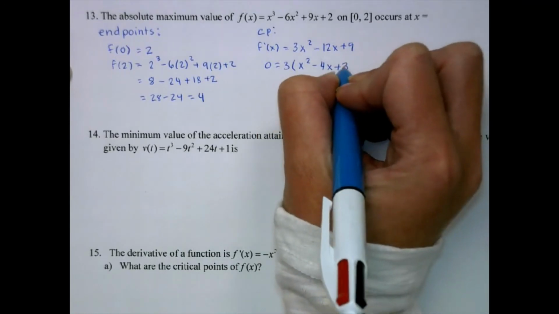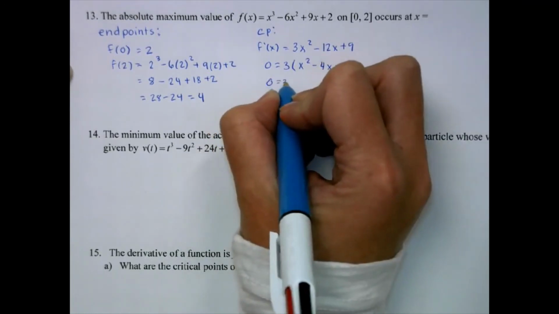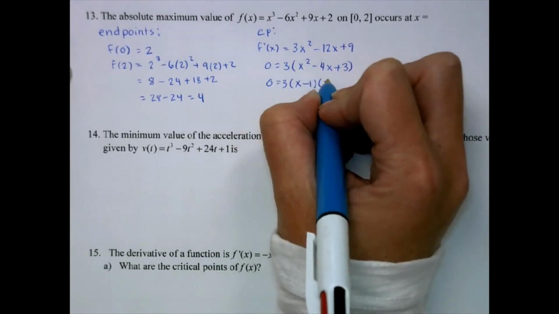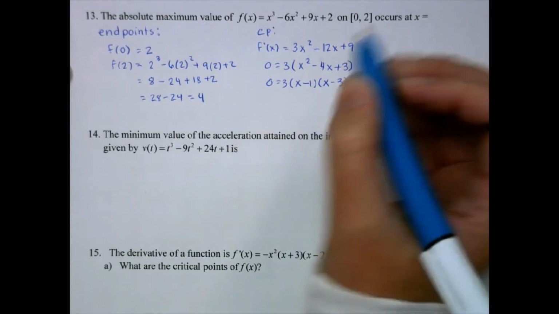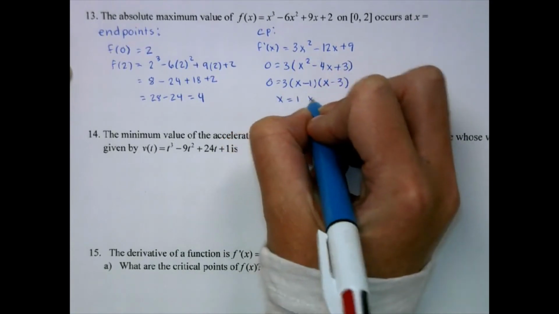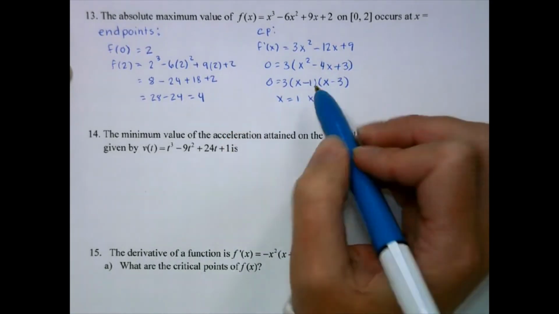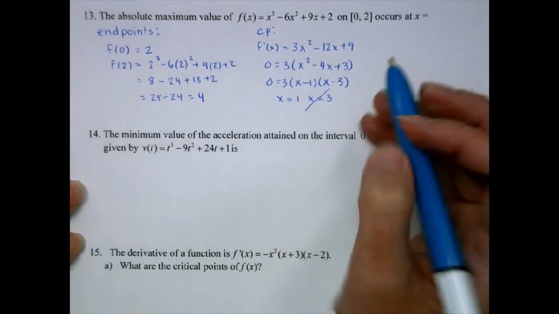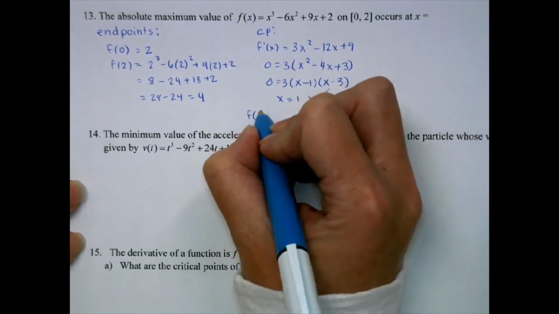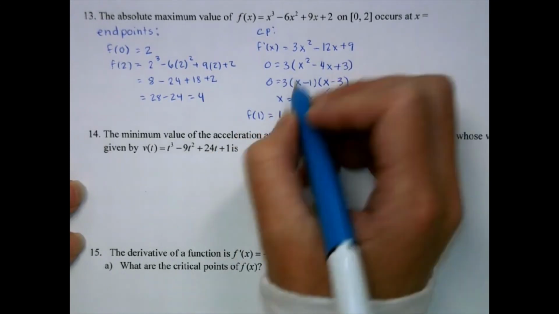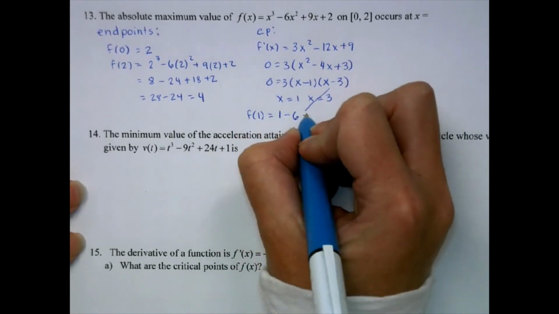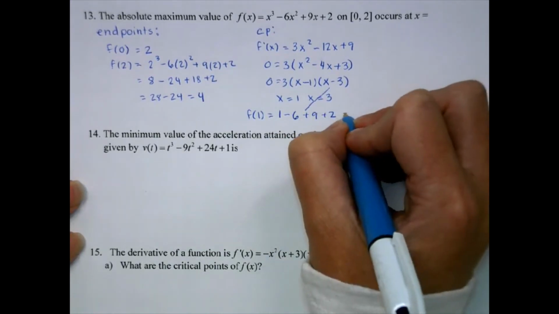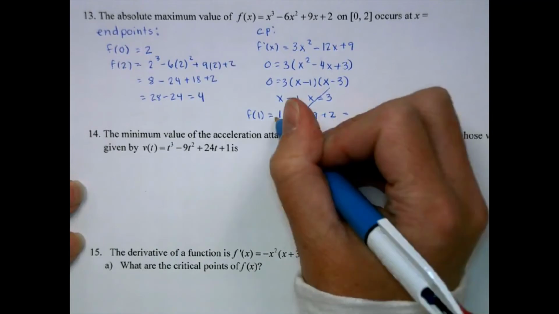So we're going to have x minus 1 and x minus 3. So either x equals 1 or x equals 3. 3 is not between 0 and 2, but 1 is. That's going to be 1 cubed minus 6 plus 9 plus 2. So we'll have 10, 12 minus 6 is 6.